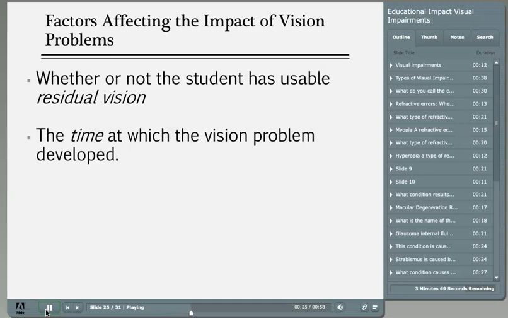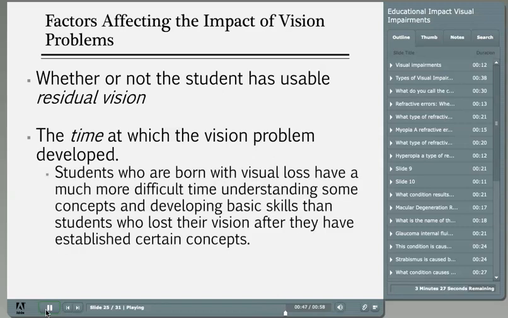Also think about the importance of vision on language. If I lost my vision today, and you described to me a person with red hair, I would know what you were talking about. However, if I had never seen the color red and had no concept of colors, that would be a much more difficult concept to understand. Students who are born with visual loss have a much more difficult time understanding certain concepts and developing basic skills compared to students who lost their vision after they had established those concepts and skills.